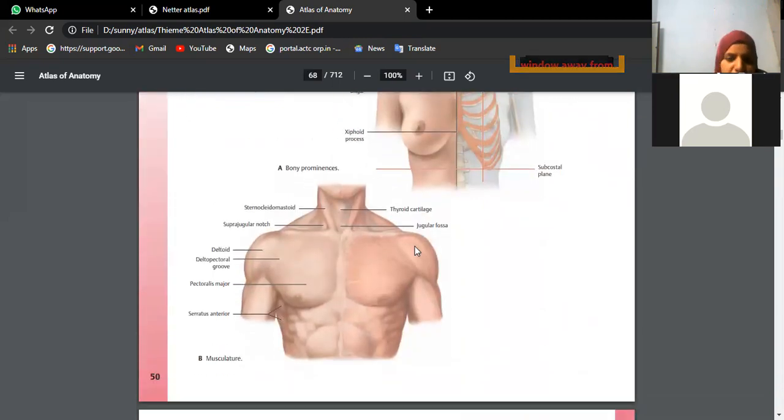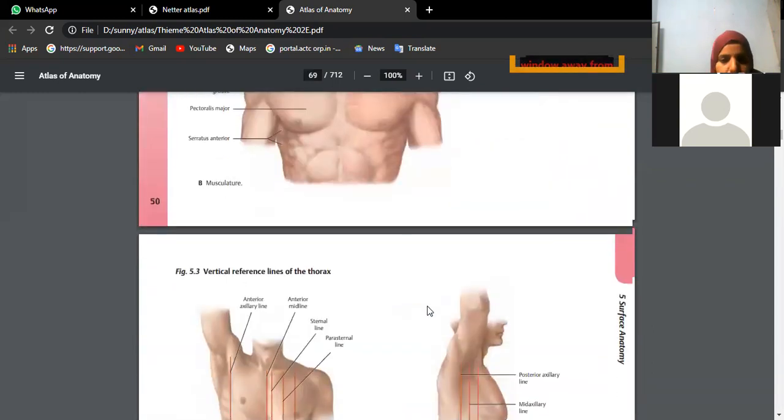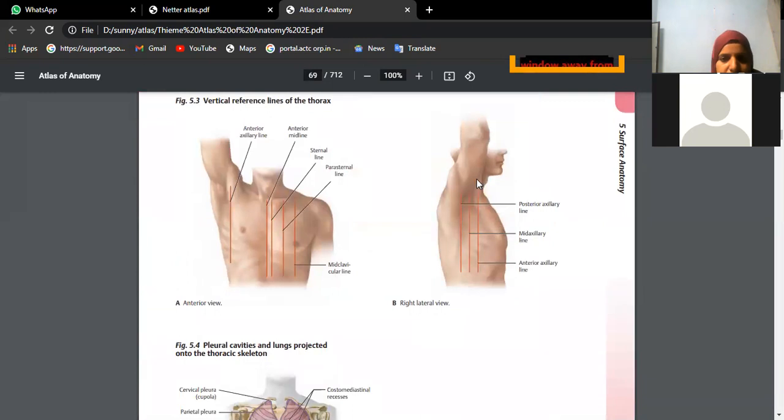As you move stepwise, once you remove the skin, you will come across this muscle. I think the thorax, till this extent you have done because it was included in the upper limb, no? Pectoralis major you have seen, deltoid you have seen. Then this is the mid axillary plane. You are finding this is the anterior axillary line, posterior axillary line. Okay.